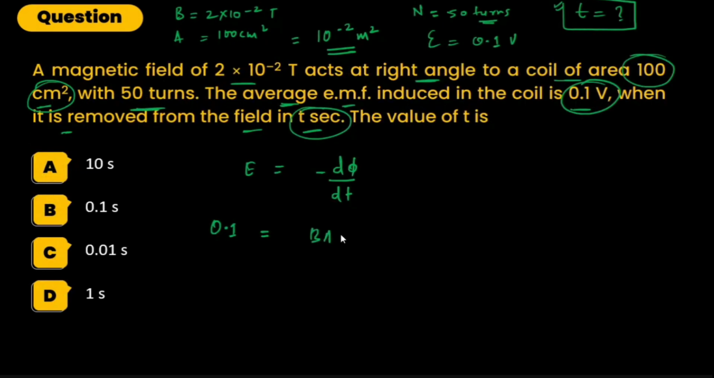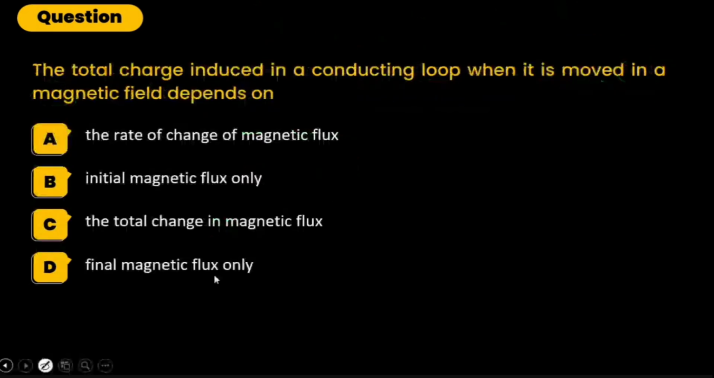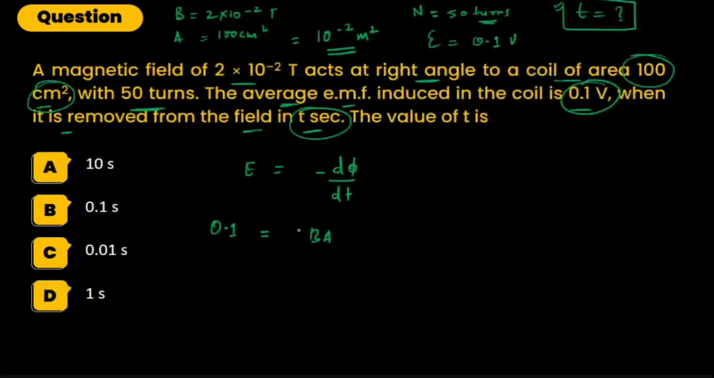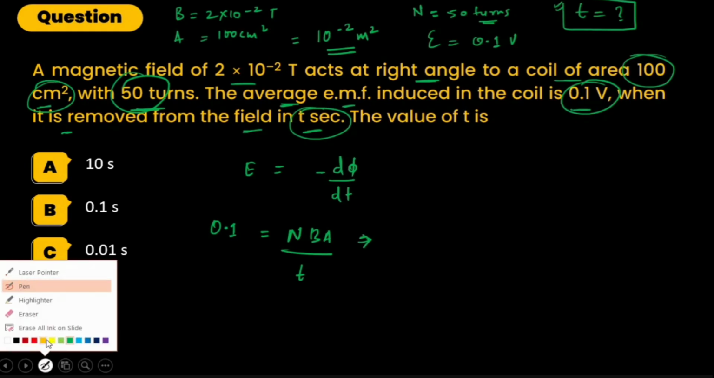BA, and for 50 turns we have to multiply this by N also. We have given that the time is t seconds, so we simply write t over here. When we solve this equation, we'll get the value of time.